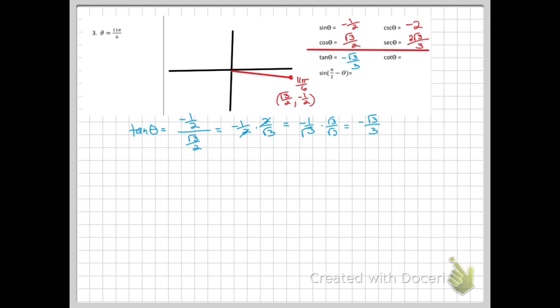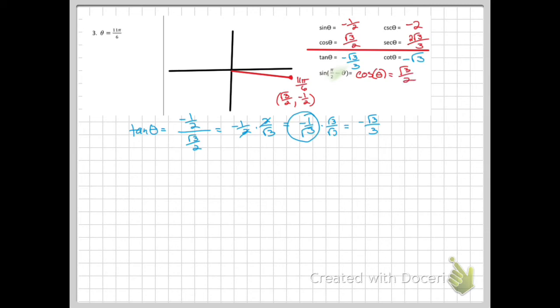Okay, I want to finish this problem, and I'm going to talk to you about tangent for a minute. So cotangent, flip it over. Remember, this one is a lot easier to flip over. Negative root 3. And then sine, complementary co-function of sine is cosine of theta, which was answered up above, root 3 over 2.